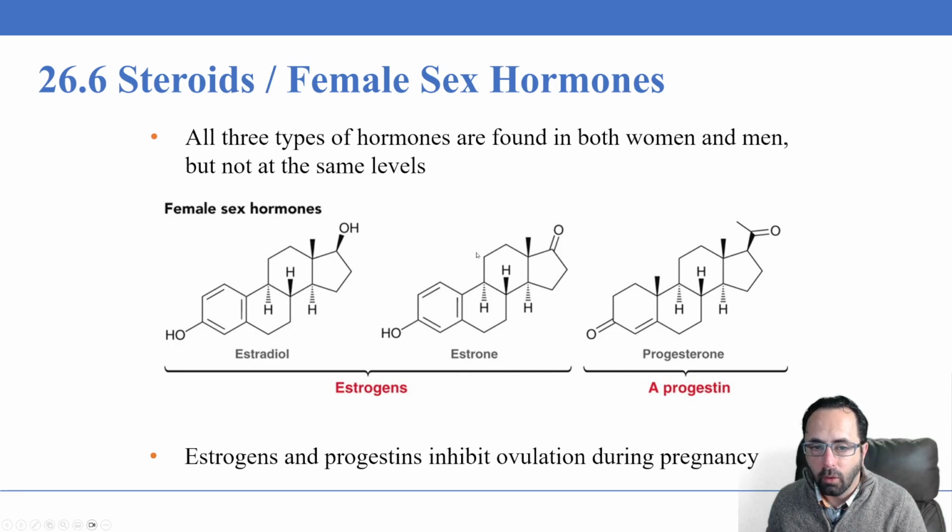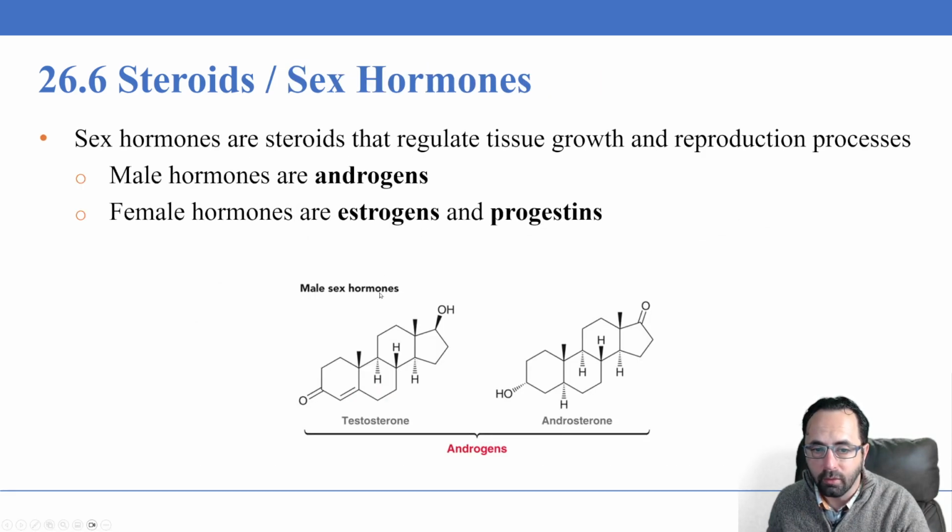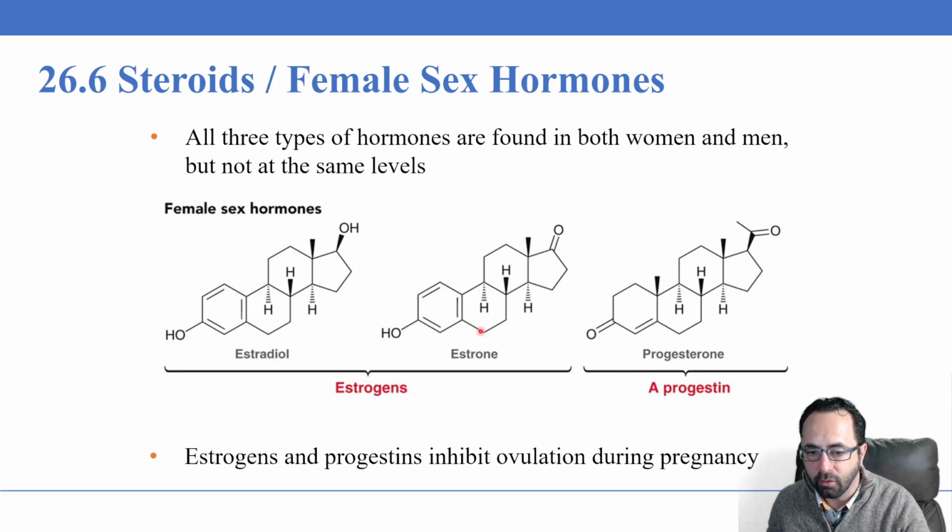All three types of these hormones are found in both men and women. What differs is the levels of these hormones. So we have estradiol here, and estrone, which are two types of estrogens. We have a hydroxyl group here. The difference here is this being a benzene ring instead of a cyclohexane in estradiol, and we have a hydroxyl group up at the top. Notice the positions where we have the most significant differences. In estrone, the big difference is the hydroxyl group is instead a carbonyl group. That's the difference between estradiol and estrone.